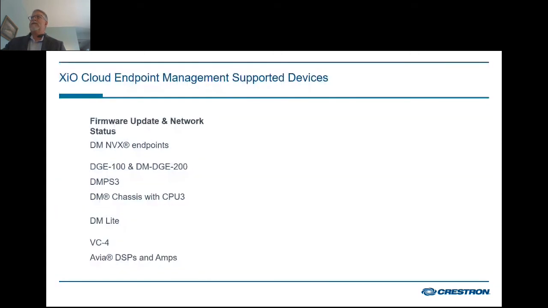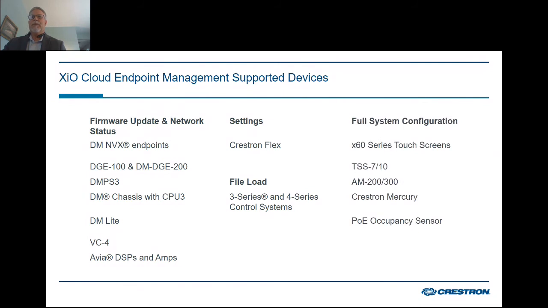So, feature updates. NVX endpoints, firmware upgrades to DGEs, DMPS chassis, DM chassis with CPU3 cards, DM Lite, VC4, Avia. You can change settings in Crestron Flex units. You can load files on 3 series and 4 series processors. Full system configuration for X series touchscreens, TSS 7s and 10s, AM 200s, 300s, Mercuries, aux sensors, you name it.